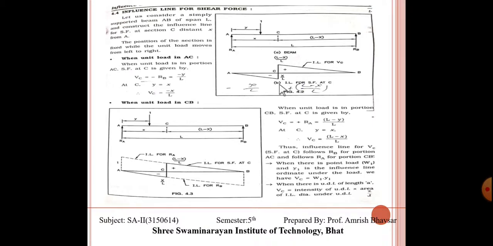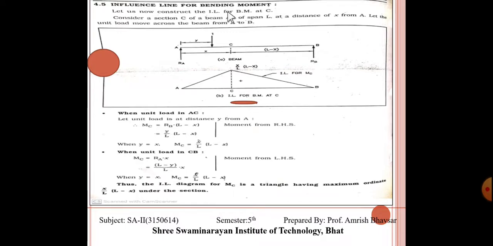This is the reaction at A, at C, and again from right to left we are considering that, then the reaction is equal to L minus x upon L over here. The summation of these two is 1, and when the load is acting at point C, it is perfectly 1 unit load. So we can consider our diagram like this. This is RA and this is RB. So at point C it will create the shear force like this one.